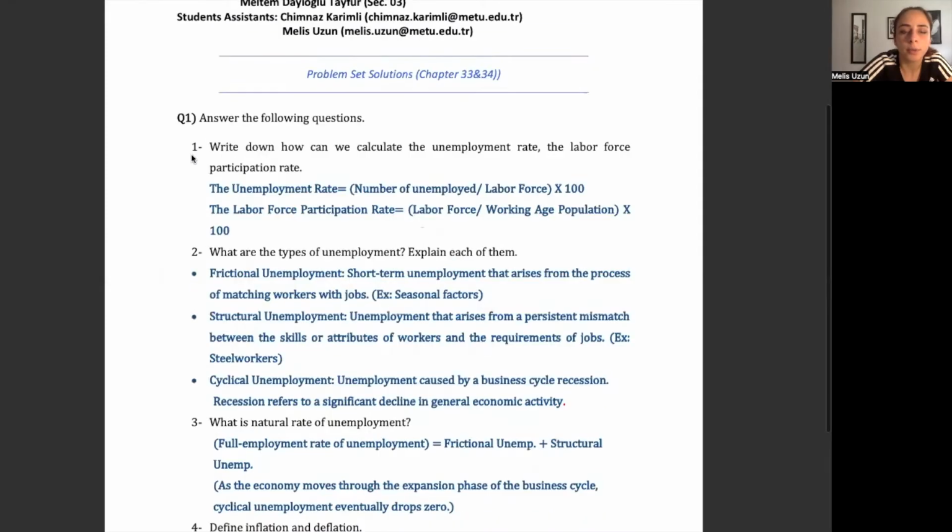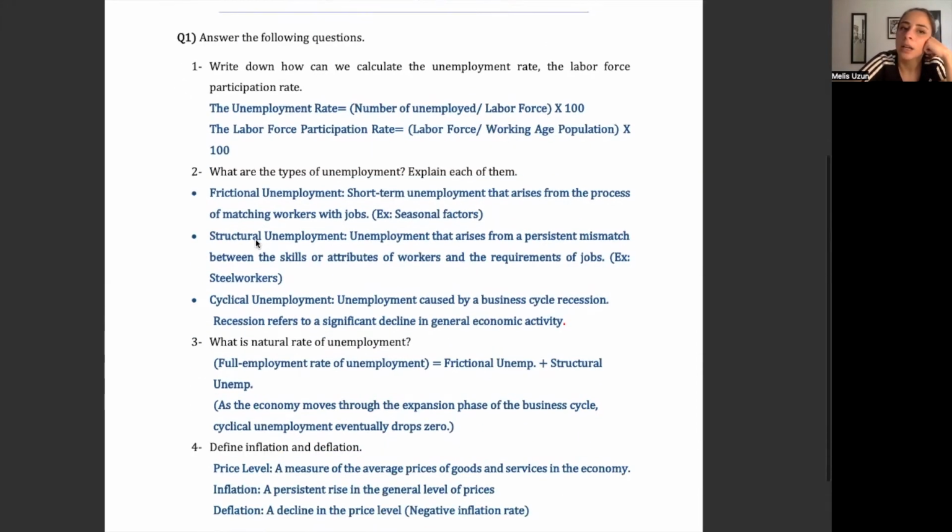So option 1 asks us to write down how we can calculate the unemployment rate and labor participation rate. We use the formula when we calculate the unemployment rate. The formula is number of unemployed people divided by labor force times 100. What was the labor force? Labor force was equal to the number of unemployed and employed people. So when we calculate the labor force participation rate, we divide labor force by working age population and multiply it with 100.